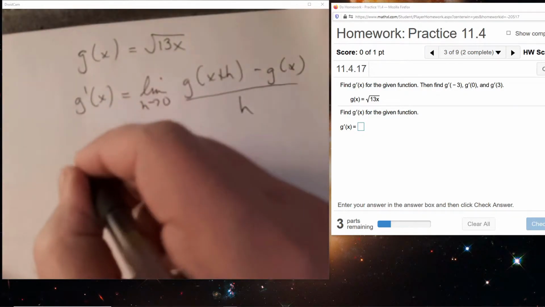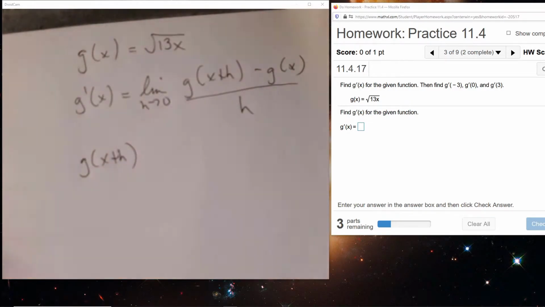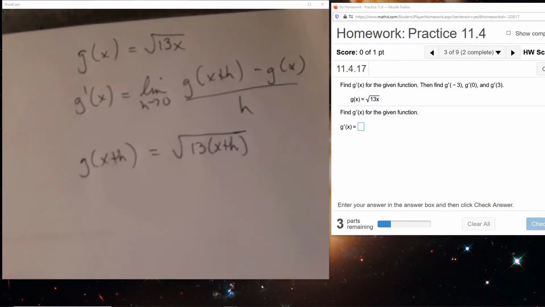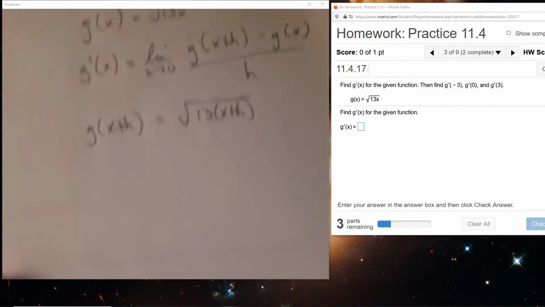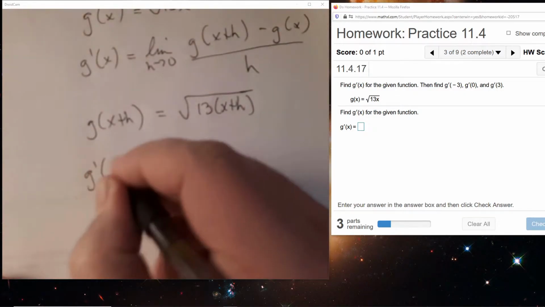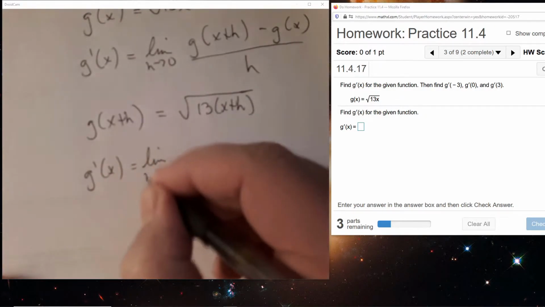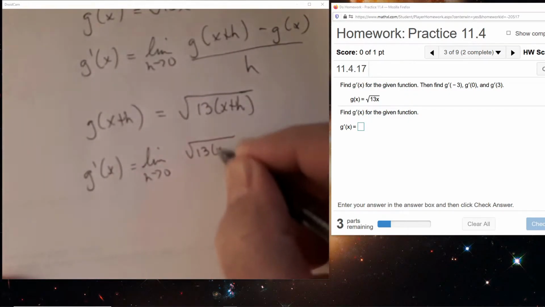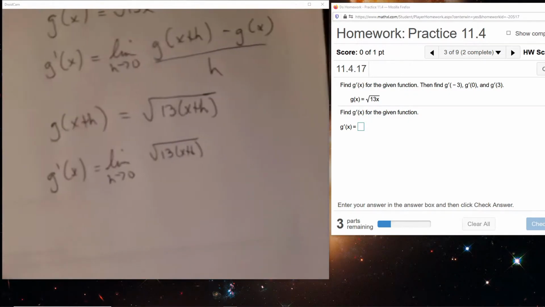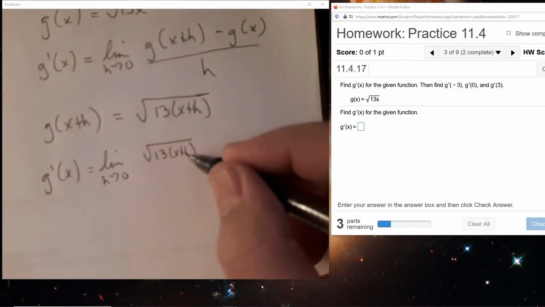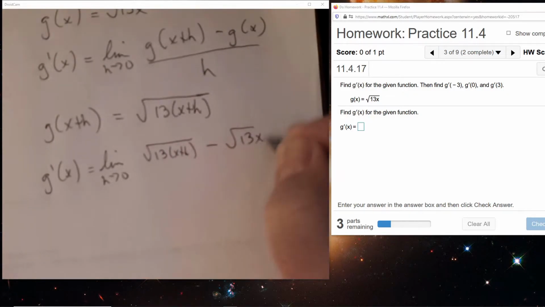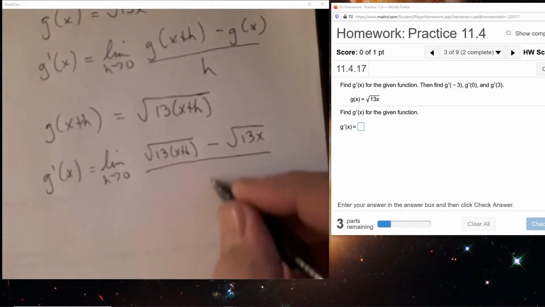And like always, we are going to need the x plus h part. And so we'll plug that in to the function. And now we'll plug all our information into the derivative. So g of x plus h is the square root of 13 times x plus h, and then subtracting off the original function, and all divided by h.